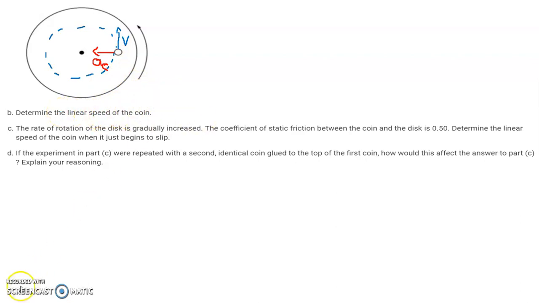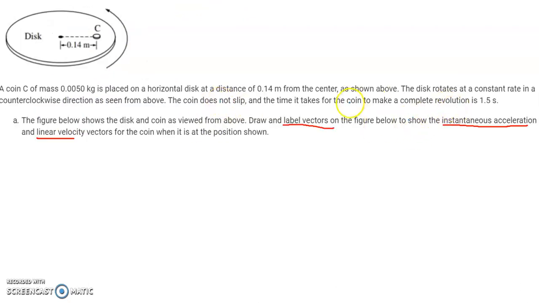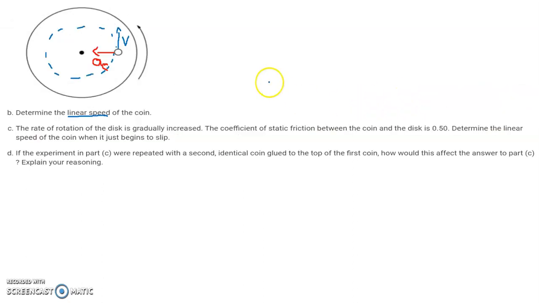Determine the linear speed of the coin. Okay, so we need to determine the linear speed of the coin. Well, we're trying to find v. Now, they didn't give us the linear speed. They gave us the time it takes for the coin to complete a revolution, 1.5 seconds. Okay? That's the period T. And we know that the angular velocity is equal to 2 pi over T.